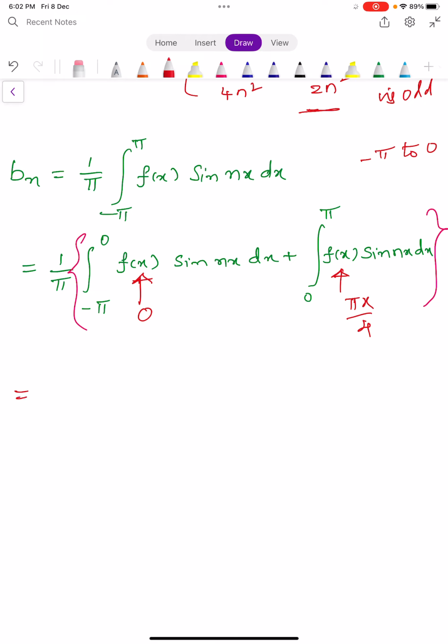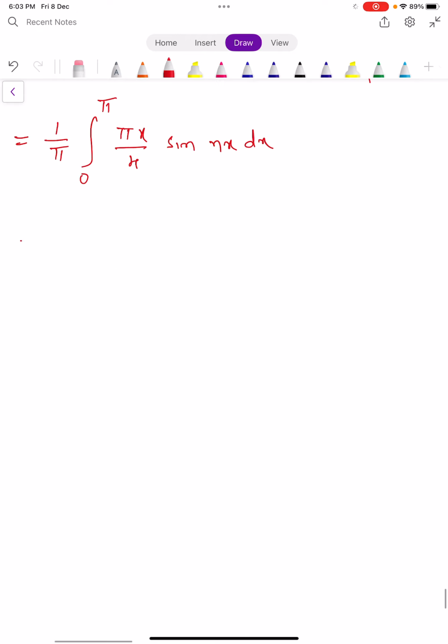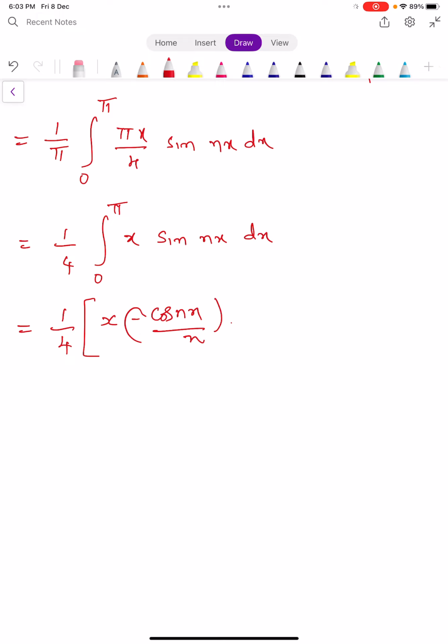By substituting that, the first integral completely becomes 0. We have 1 by pi integral 0 to pi x by 4 sin nx dx, which equals 1 by 4 integral 0 to pi x sin nx dx. I am going to use the UV rule: 1 by 4 [x times minus cos nx by n plus sin nx by n square], with limits 0 to pi.